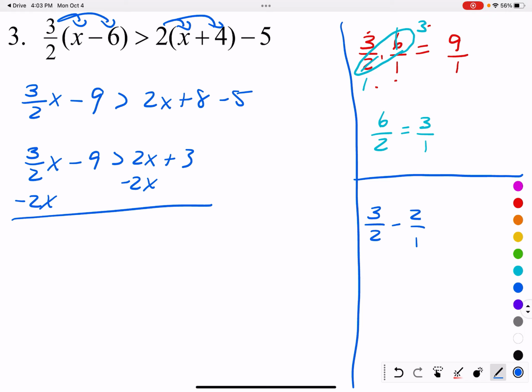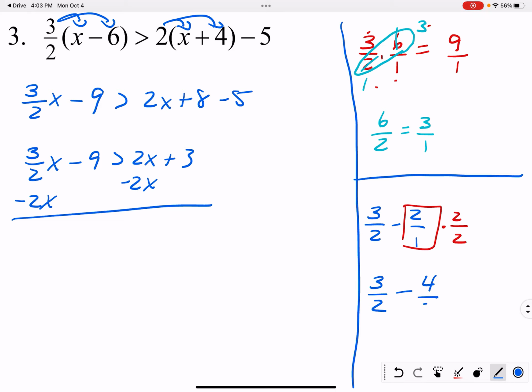But right now they don't have common denominators. So I'm going to multiply this guy by 2 over 2. Okay, so I'm going to rewrite that as 3 over 2. That one I didn't have to change at all. And then instead of writing it as 2 over 1, I can write 4 over 2, which is the same thing. All right, so 4 over 2 just simplifies to 2.